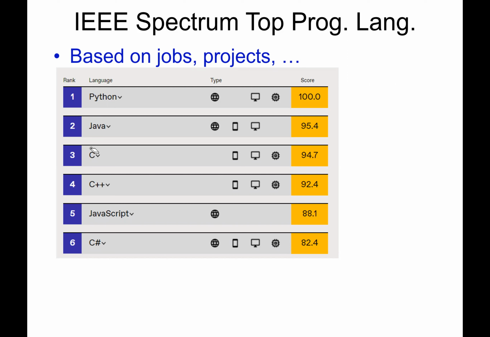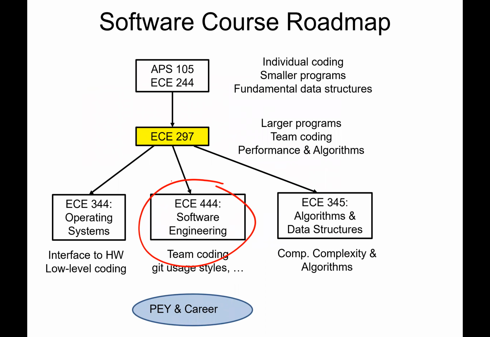So this is from Spectrum, the IEEE's magazine. It's their assessment from this year of the relative importance of different programming languages. They base it on job postings, projects, GitHub, all sorts of things. Okay, so Python's number 1. How many people know Python? Okay, so a few. It's actually a good idea to learn. One opportunity to learn it is this course, ECE 444. It programs in Python.